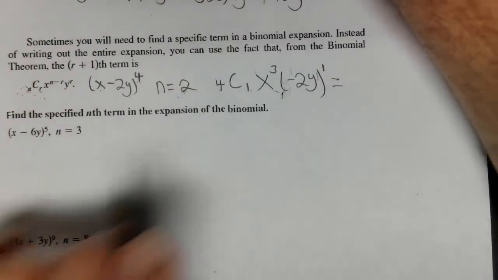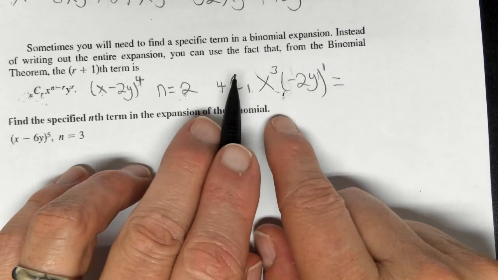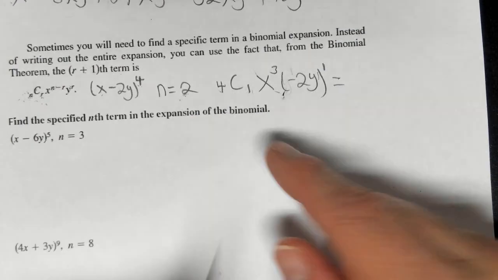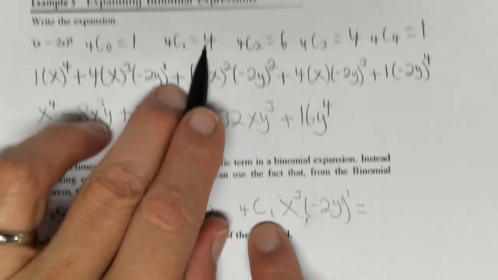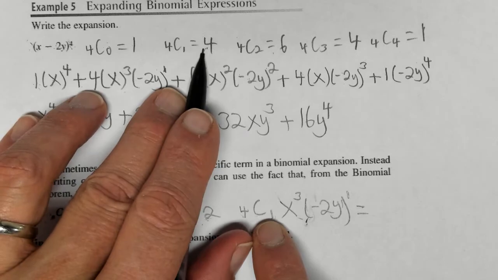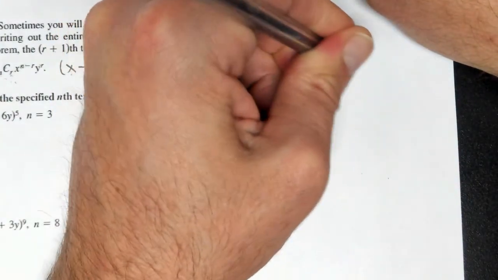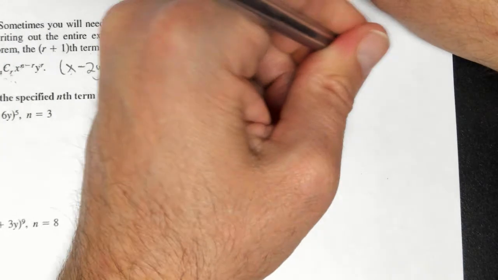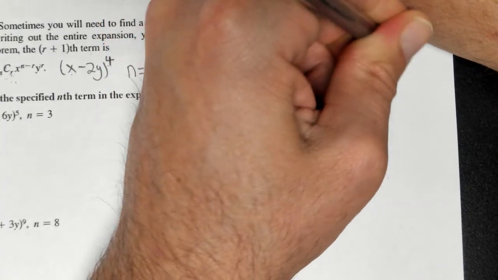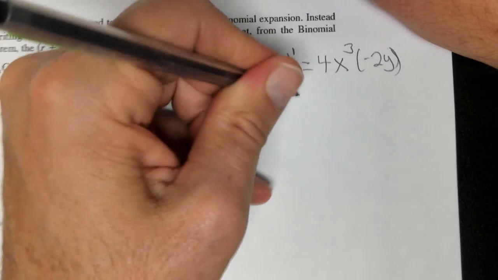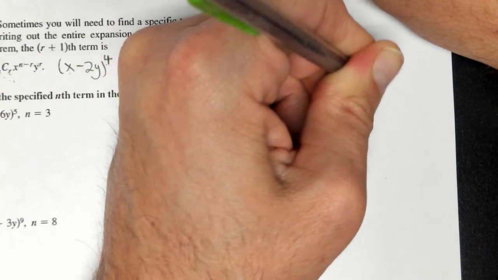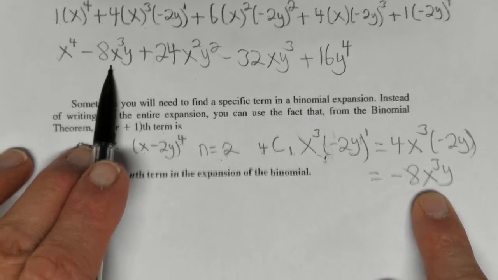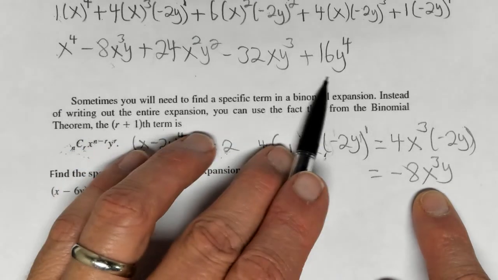And so now all we have to do is figure out what the combination of 4 choose 1 is. We already found it in the previous problem. It is 4. You can double check it again if you need to. So now this becomes 4x to the 3rd times negative 2y. And one more step yields negative 8x to the 3rd y. And notice that is indeed the second term. That's the same answer that we got when we did it with the full expansion.